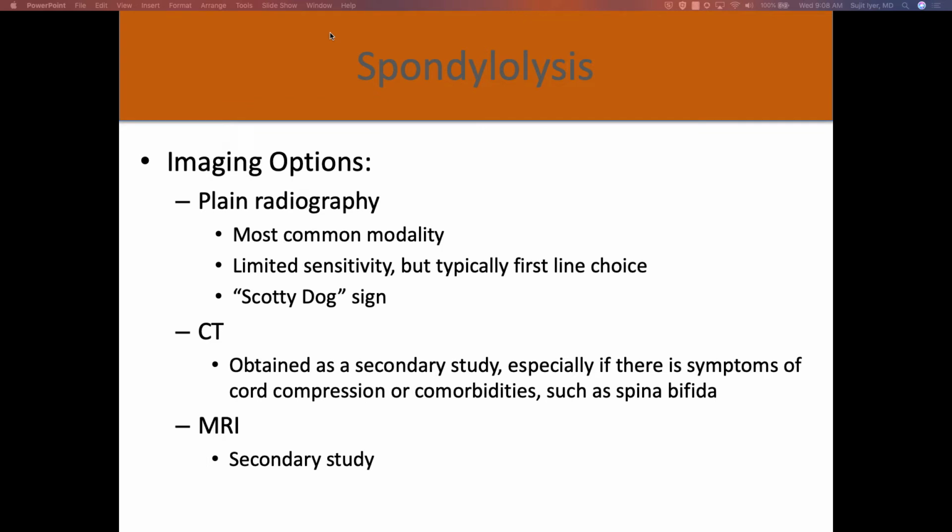So imaging, like I mentioned before, X-ray is going to be your first line choice in this scenario. And if you are thinking spondylolysis is on your differential, then you do want to ask for that oblique view, that's where you get your Scotty dog sign, which we'll look at in a little bit. And if there are any neuro symptoms or any underlying pathology, such as spina bifida or other comorbidities, then you may want to think about getting further imaging with CT or MRI to clarify anything going on.